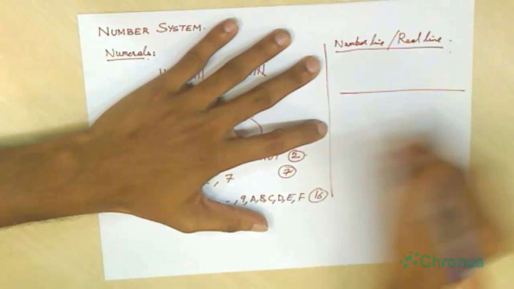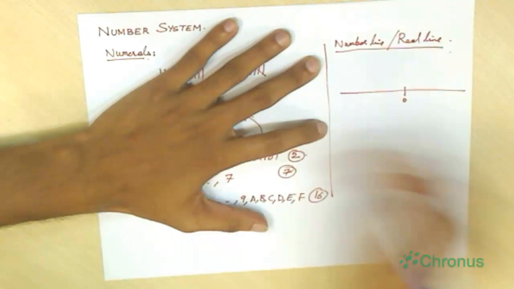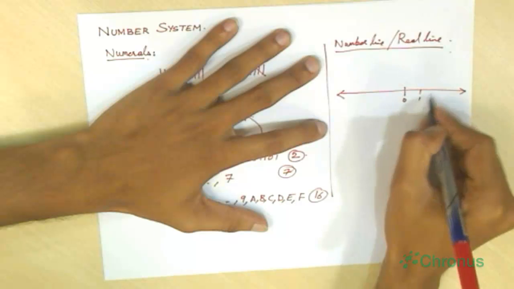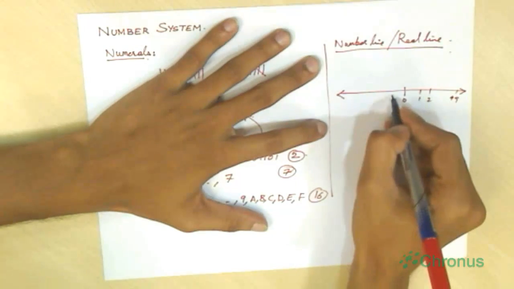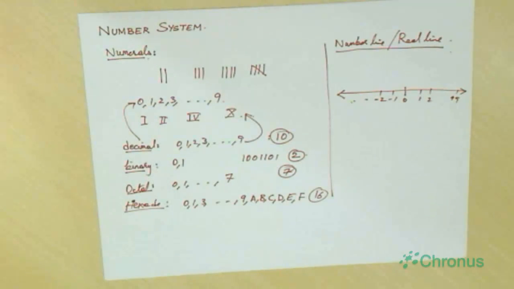Let's say we have a straight line, and we take the number 0 as a reference point. All positive numbers are taken to the right and all negative numbers are to the left. Say 1, 2, so on, 99, and it goes on, and -1, -2, so on. So this is a number line.